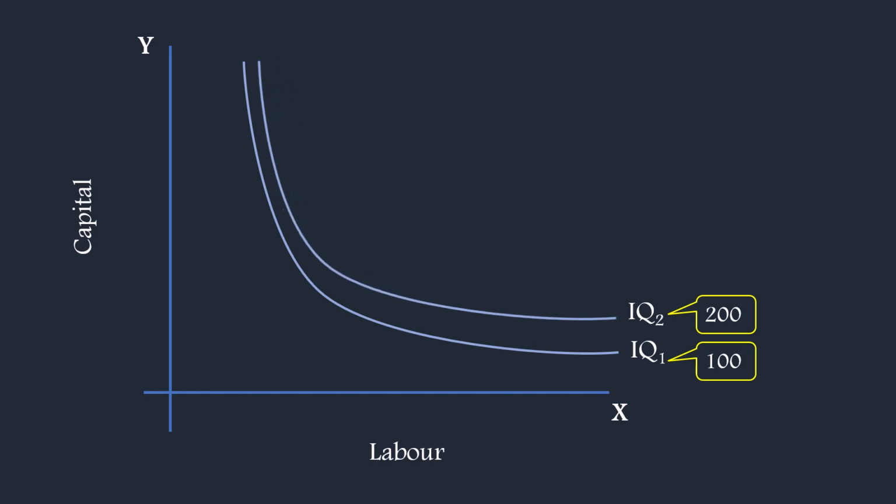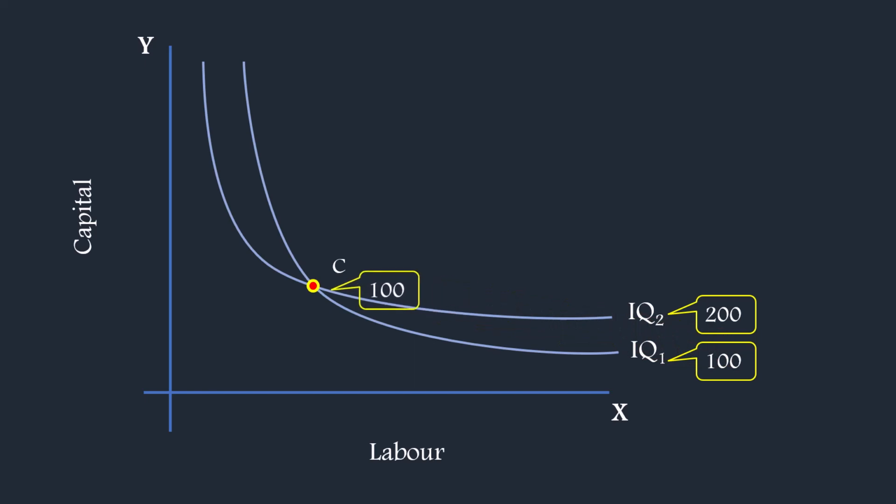If we allow the two isoquants to cut each other, then it amounts to saying that the combination C, which lies exactly at the intersection point, is capable of producing two different levels of output. To be very precise, factor combination C produces 100 units with reference to IQ1 and 200 units with reference to IQ2. It is not possible. It is absurd, ridiculous, and meaningless. So, the two isoquants never cut each other.